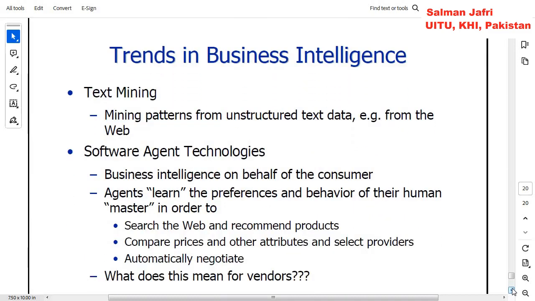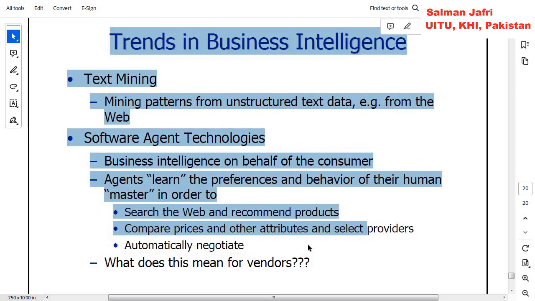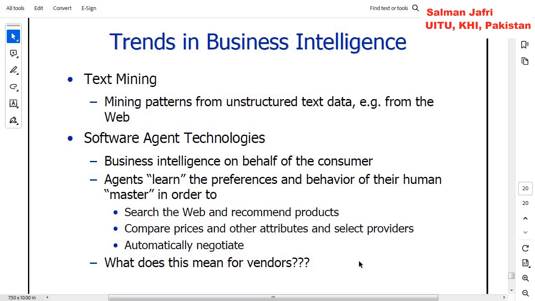So what are the trends in business intelligence? Current trends, right? Text mining, which is mining patterns from unstructured data text, for example, from the web. Software agent technologies, which is business intelligence on behalf of the customer. Agents learn the preferences and behavior of their human master in order to search the web and recommend products, compare prices and other attributes, select providers, and automatically negotiate. So what does this mean for vendors? For vendors, it means what? Profit, right? Sales.